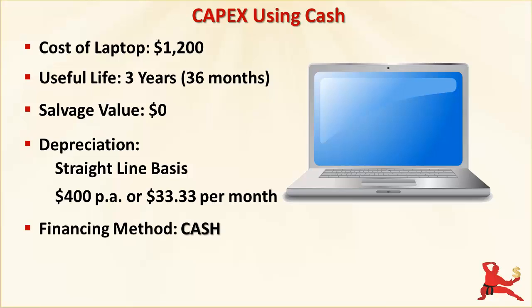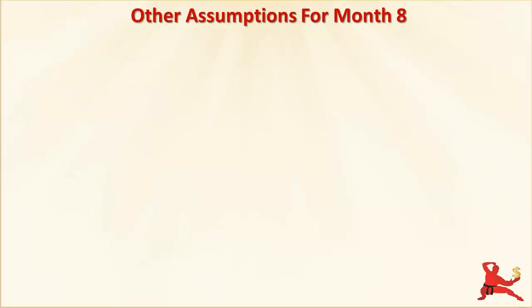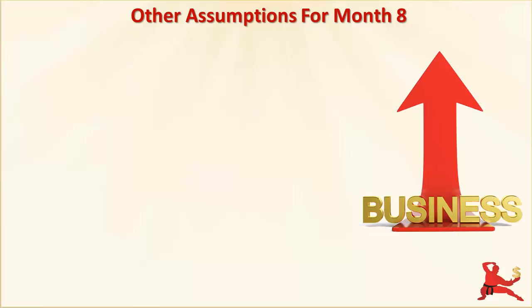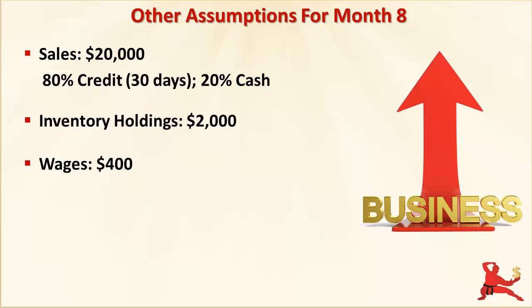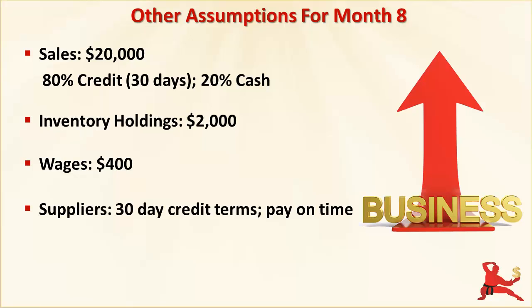Let's assume that the business uses its own cash to pay for the laptop. We're going to keep to the trading assumptions we've been using so far in this series. Sales will grow to $20,000 this month. We'll keep the same mix of 80% credit sales and 20% cash sales. We'll hold inventory levels at $2,000. Wages will stay at $400 a month at this stage, and our supplier is still giving us 30-day credit terms, and we pay on time.